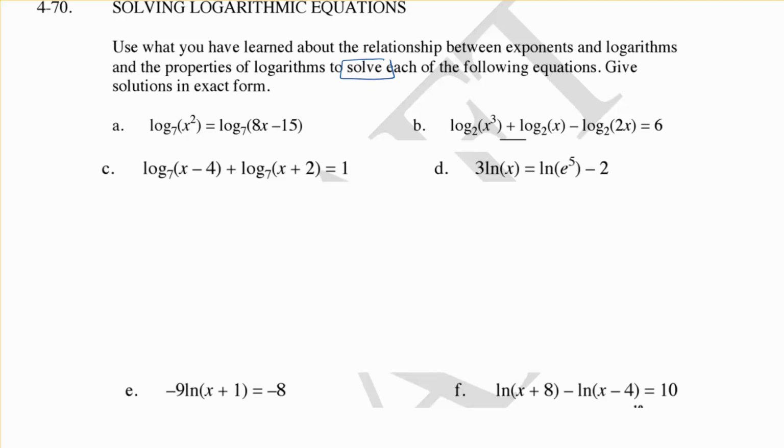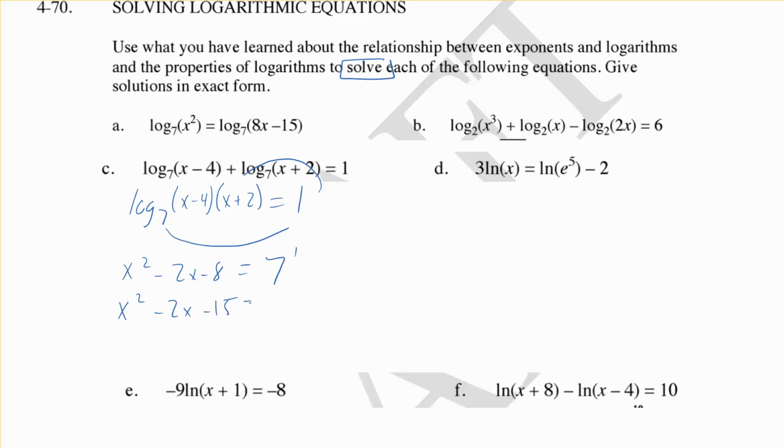Got addition again. So log base 7 of x minus 4, x plus 2 equals 1. Do our circle, 7. And I'm going to do the multiplication inside here right away. X squared minus 2x minus 8 equals 7 to the 1st power. Subtract the 7 over, x squared minus 2x minus 15 equals 0. Factor that, x minus 5, x plus 3, and then x equals 5 or negative 3.